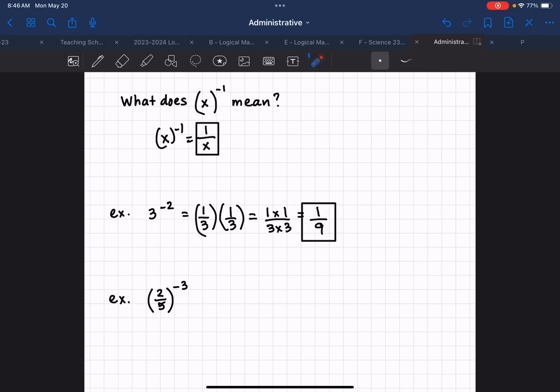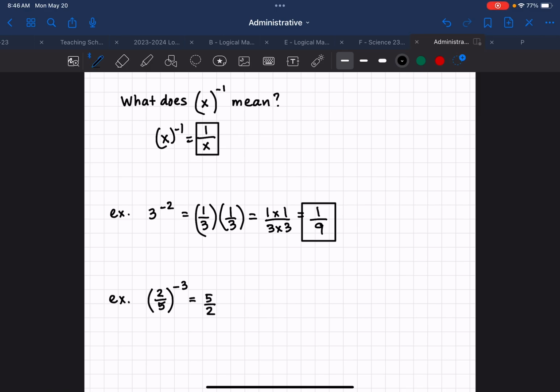Okay, let's take a look at this next one. This one looks different from this one, but as long as we know the definition, we are good to go. All right, so we have 2/5 being raised to the negative third power. What does a negative exponent tell you to do? It tells you to take the reciprocal of the base. The base in this case is 2/5. So to change the numerator and denominator's position of the fraction, we write 5/2.